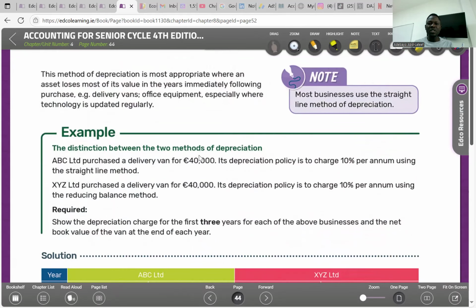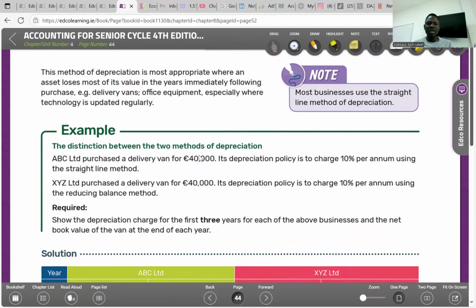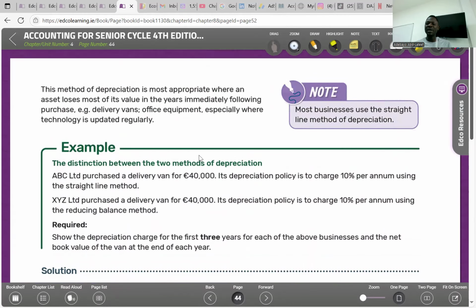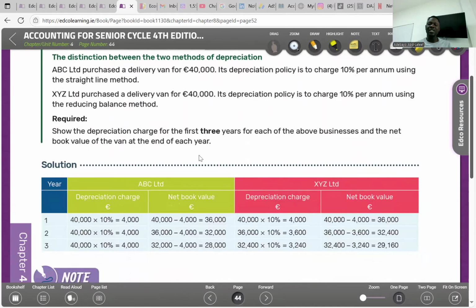So this method of depreciation is most appropriate when an asset loses most of its value in the years immediately following purchase. So we have different methods of depreciation. We have the straight line method and the reducing balance method. So in the next class, we're going to talk about the methods of depreciation, which are the reducing balance method and the straight line method.